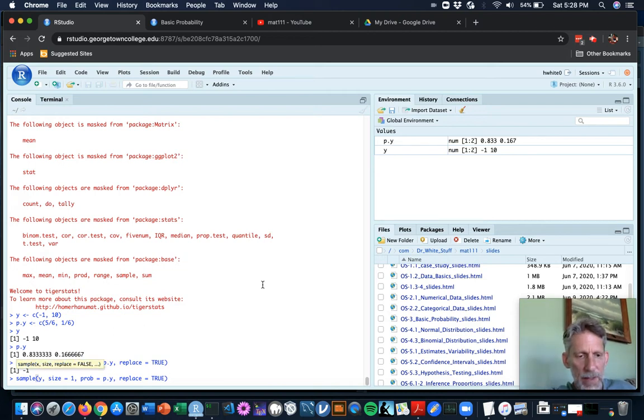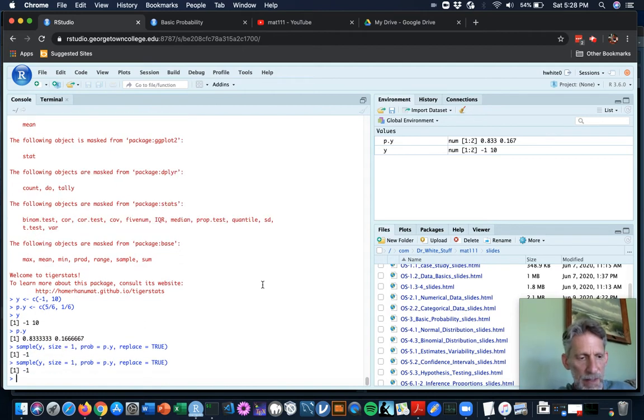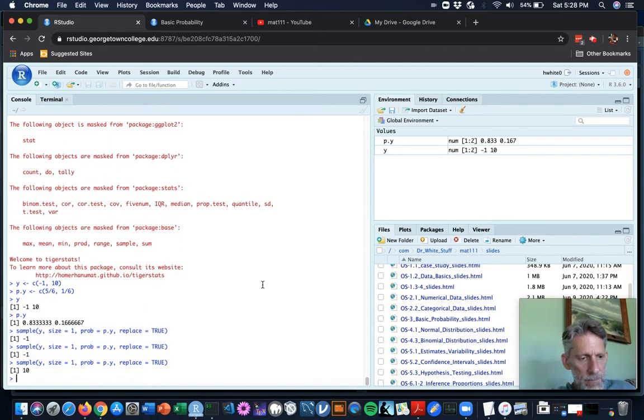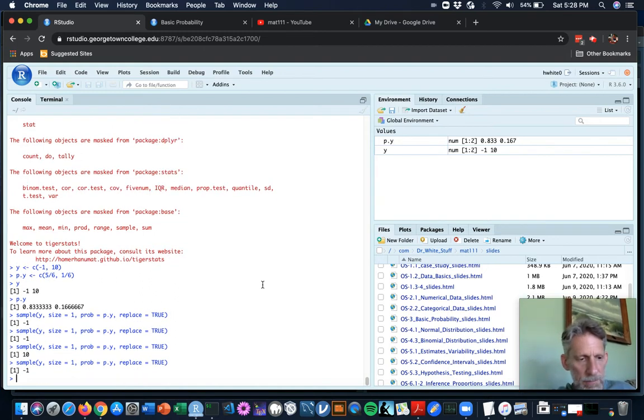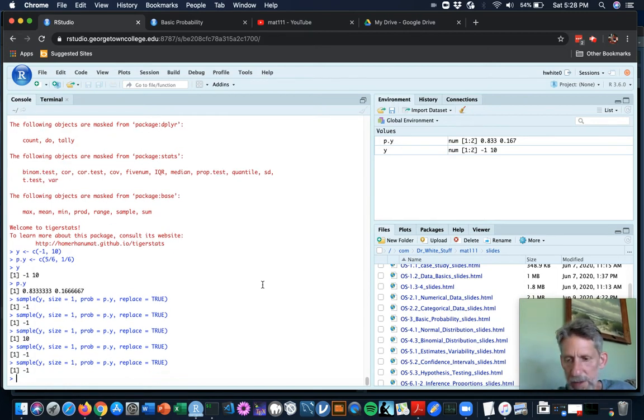I did the up arrow command, got the command back, pressed enter again, and lost $1 again. Up arrow. Hey, I won $10. Up arrow, lost $1. Up arrow, lost $1. I could keep trying this, and intuitively you'd expect that usually I'd lose $1 and sometimes I'd win $10.